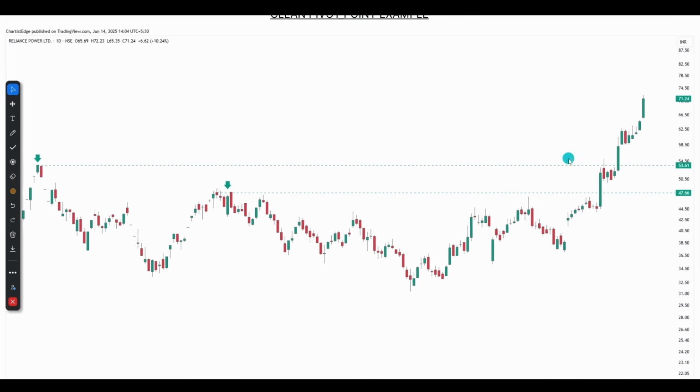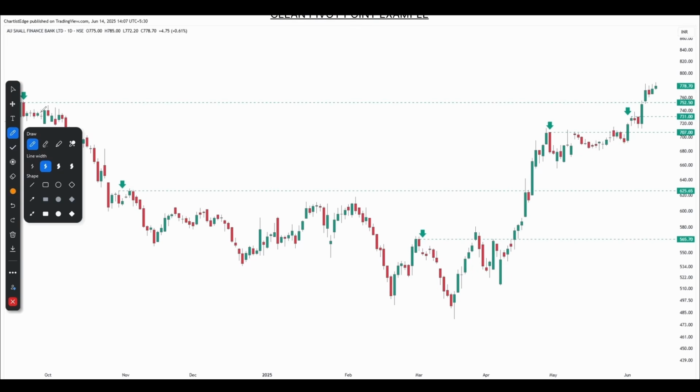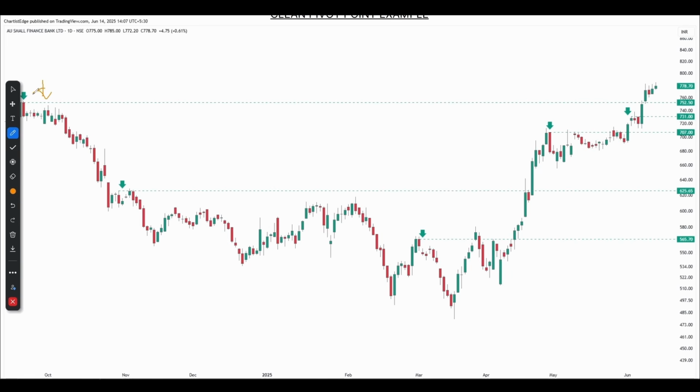Next example is AU Small Bank. The same example, see, clean pivot point, clean pivot point, clean pivot point. The price is contracting inside that range of that pivot point. Same thing here, contracting inside that, and whenever it starts to give a breakthrough, it does not react in a volatile manner, rather it gives a clean breakthrough, good contraction, and more clean breakthroughs.